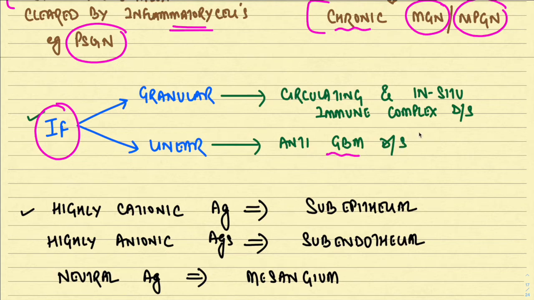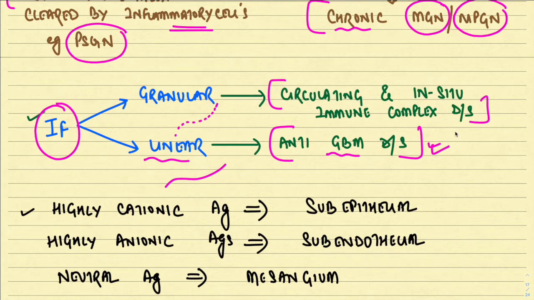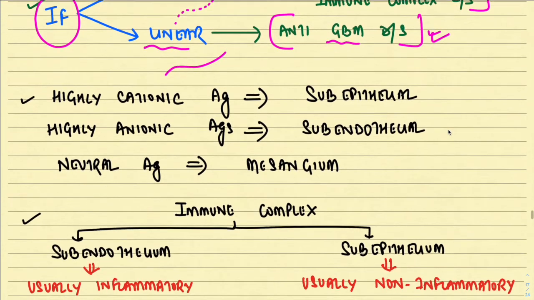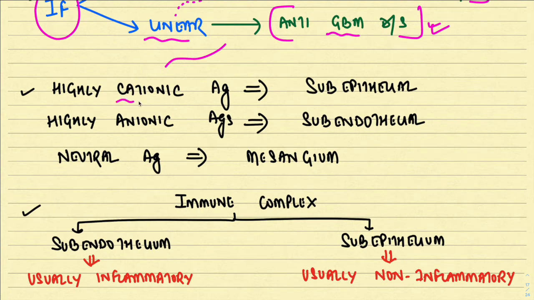Now regarding the immunofluorescence pattern, only one pattern, that is the anti-glomerular basement membrane disease, has a linear pattern of deposition wherein the deposits go like this, whereas in the rest of the patterns the deposits are in the granular form. So in any of the circulating and in situ immune complex diseases, you will see granular type of deposition. Also you have to understand, any antigen which is highly cationic or positive in nature will prefer subepithelial deposition.